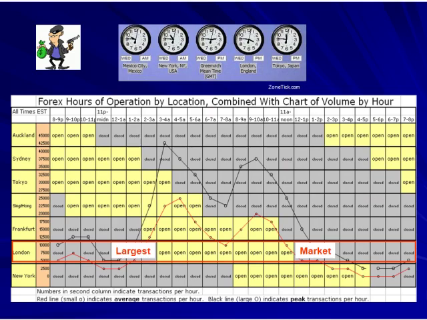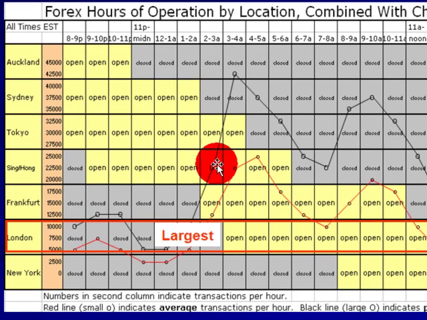Shown on your screen here, the various sessions of the Forex listed on the left side of your screen. The Forex is not a building or an exchange, it's an electronic medium between two counterparties, buyers and sellers. The largest market is the London market. It opens up around 3 a.m. Eastern Time, closes around noon Eastern Time.